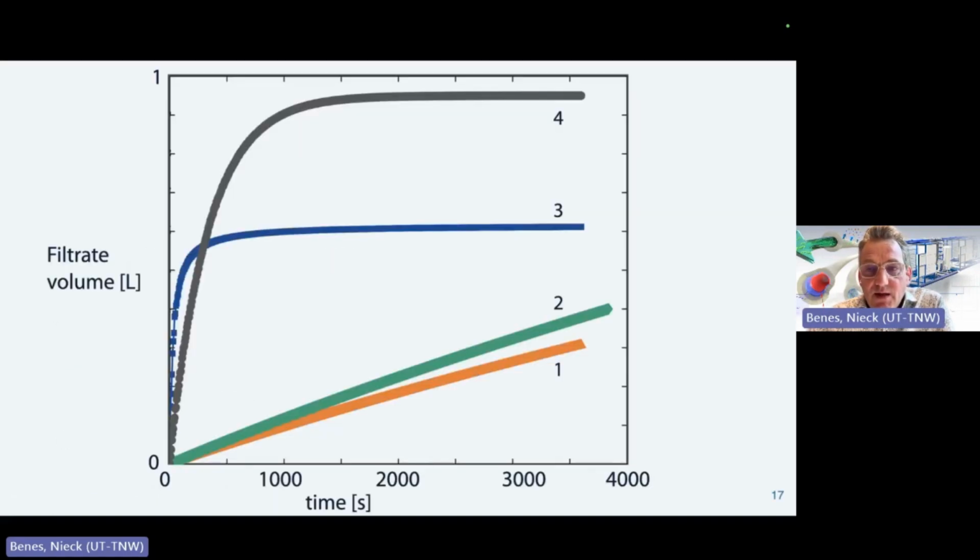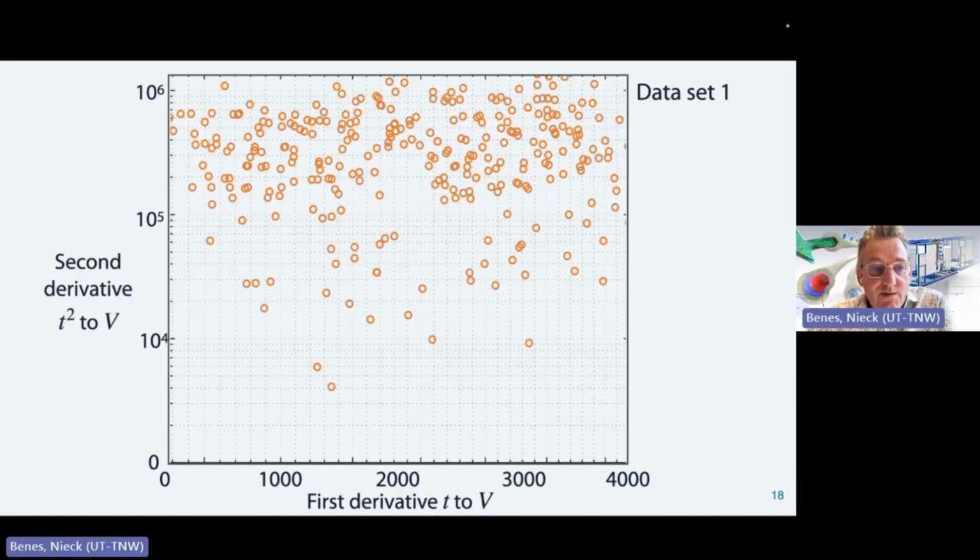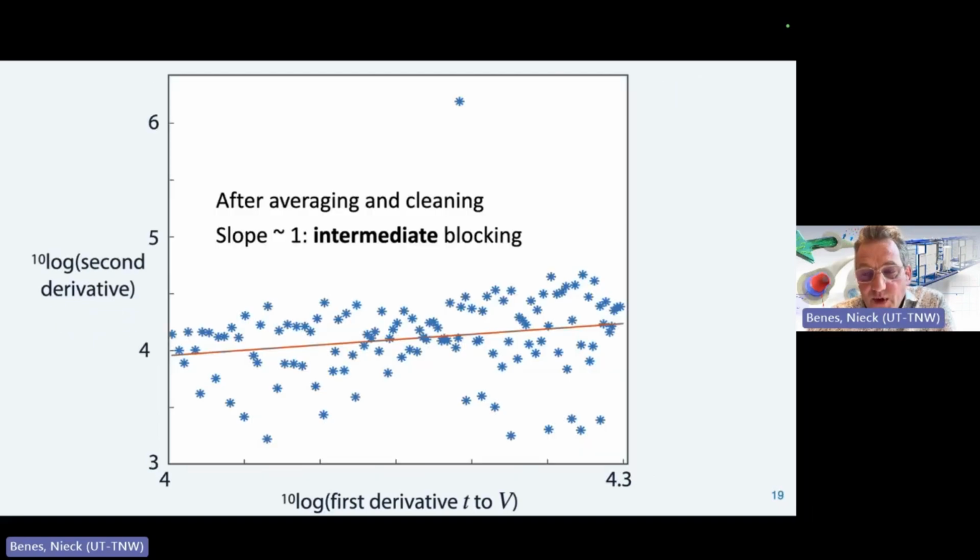Now, if we look at some data, here we see some filtration data where we gather a certain filtrate volume as a function of time. In this case, I've worked out the data for data set 1, the orange data set at the bottom. This is the second order derivative with respect to volume as a function of the first order derivative. And what you can directly see is that there's a lot of scatter. So it's a very scattered set of data. You can further clean this up, average this, and then you get a slope of roughly 1, which would indicate that this is intermediate blocking.